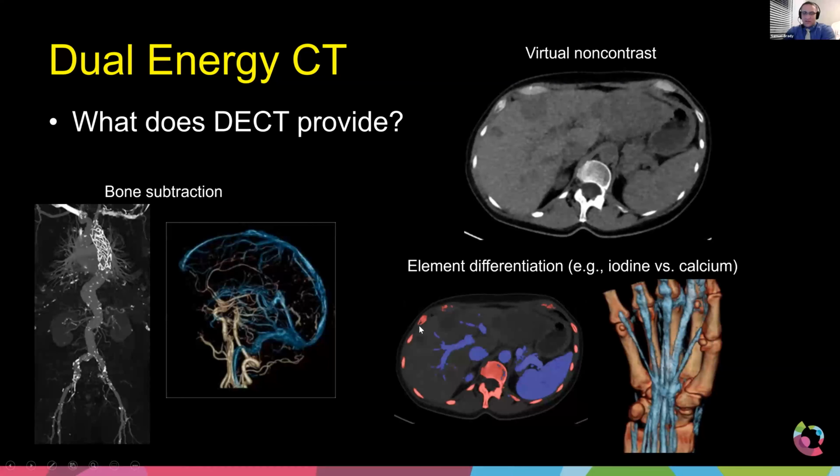And then, as I've been demonstrating, if the materials are distinct enough, we can actually identify them, and therefore we can color code them. So if you're looking at calcium versus iodine, or uric versus non-uric, you can create these pseudo color plots and demonstrate that as an overlay to the actual grayscale reconstructed image.